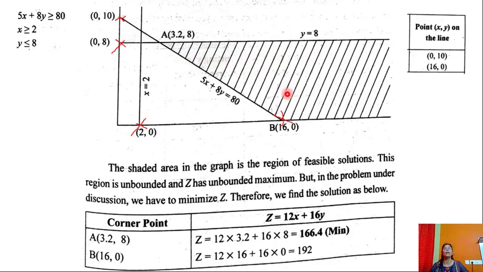shaded here. And here we are again getting only 2 points, and it is also an unbounded solution because we do not have a boundary here, and maximum z is unbounded. But if we have to find minimum value for z, then we can take the corner points A as well as B and then find the value of z, where we get minimum z is equal to 166.4.